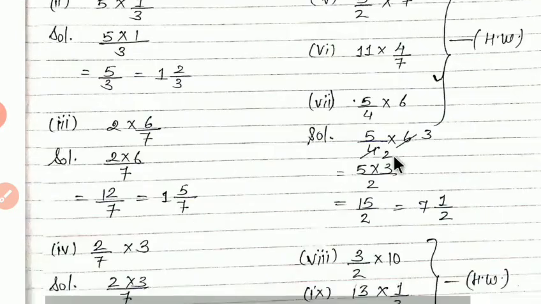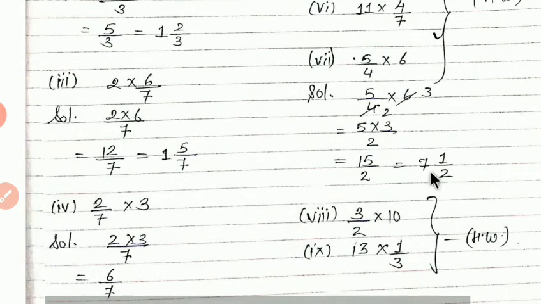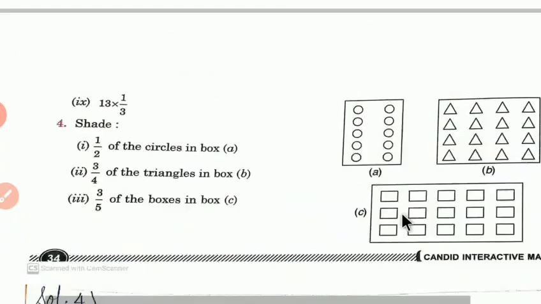Question number 8, 5 by 4 into 6. Without multiplication also, first we can cut this one. So 2 2s are 4, 2 3s are 6. So the remaining numbers are 5 into 3 upon 2, or 15 upon 2, or we can write it as 7 1 by 2. Again, question number 8 and 9, it's your homework.